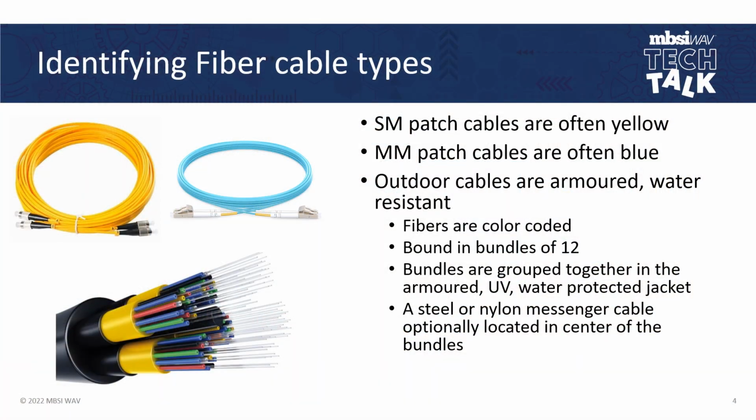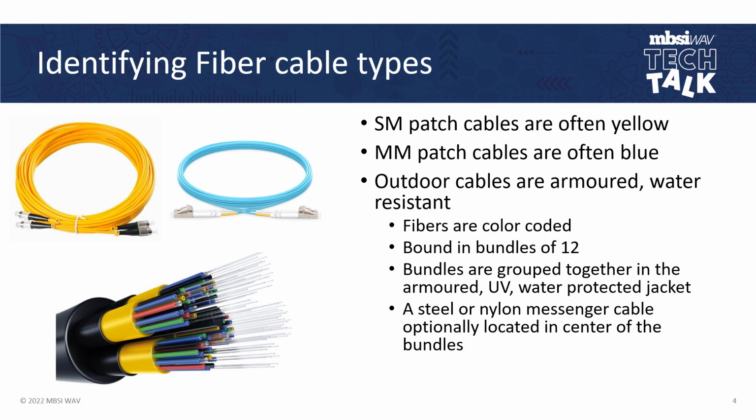So here's some typical fiber cable types. Single mode patch cables, often yellow. Multi-mode patch cables are often blue. Outdoor cables are armored and sometimes water resistant. They'll use grease, or they'll use ribbon on the cable to keep the water out of the cable.